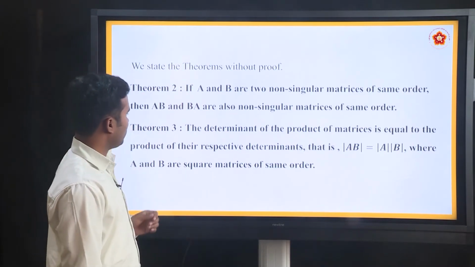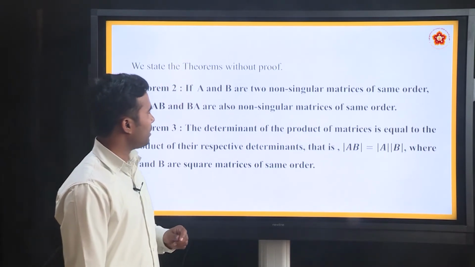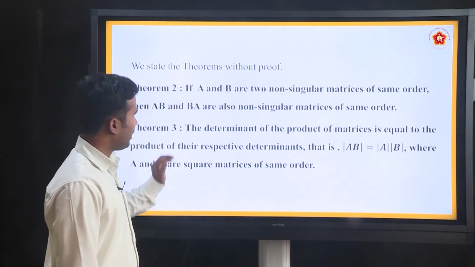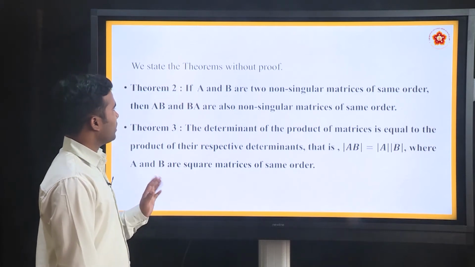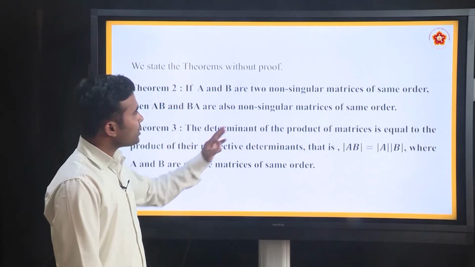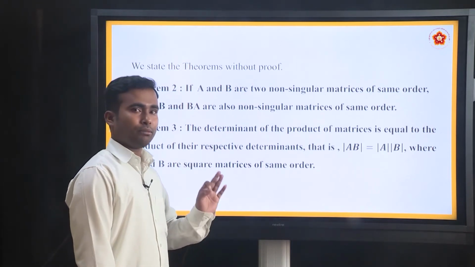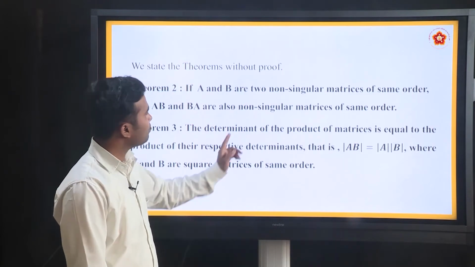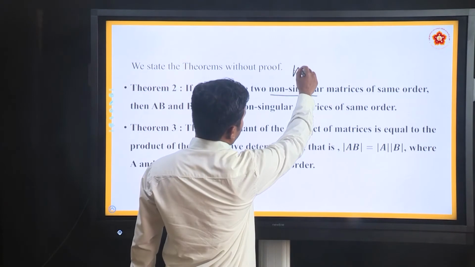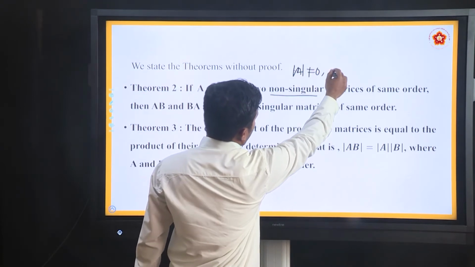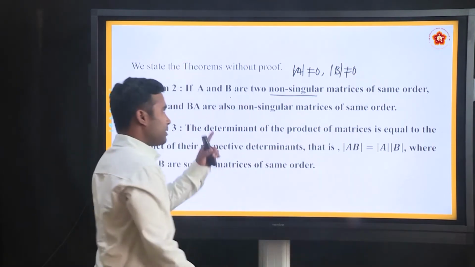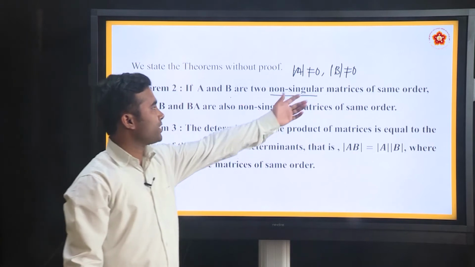So we have two theorems here, and we are not going to prove them, we have only the statements of the theorems. What does the first theorem say here? If A and B are non-singular matrices, that means determinant A is not equal to 0 and determinant B is also not equal to 0, that is the condition we should follow here, of the same order.